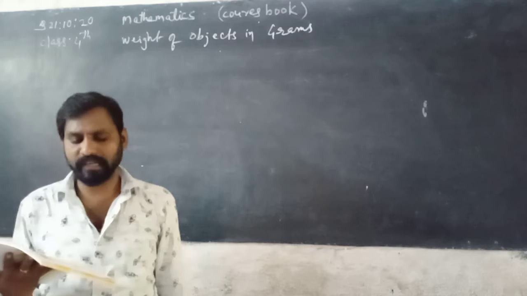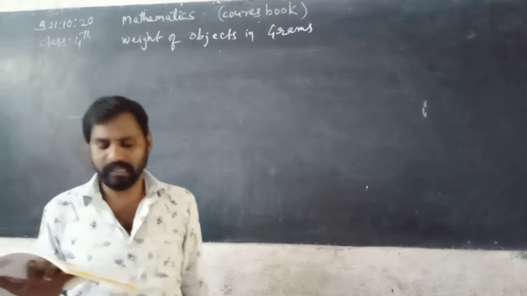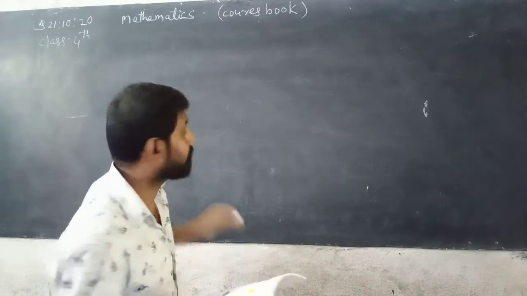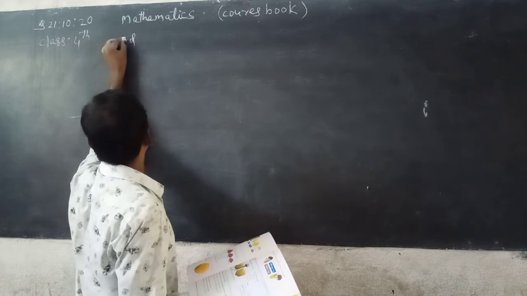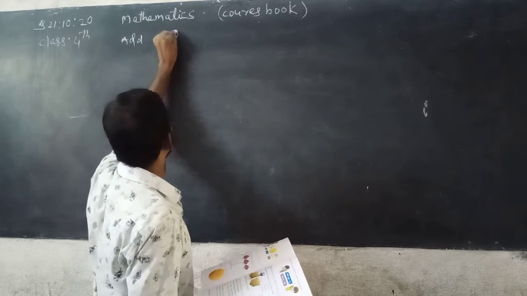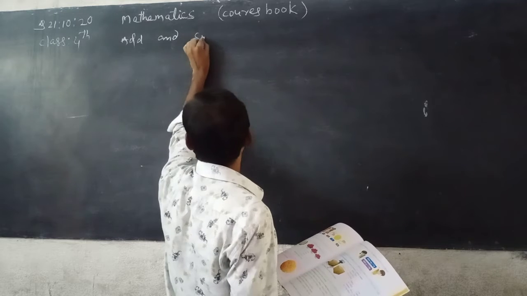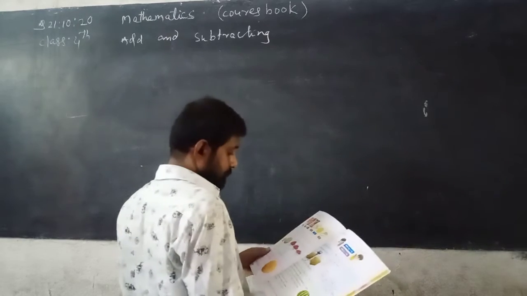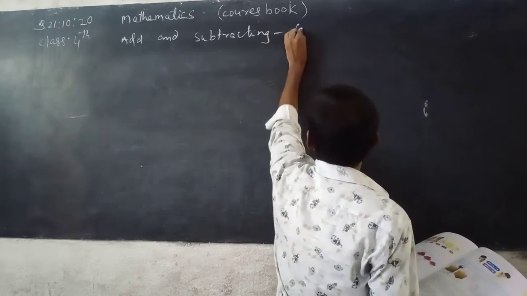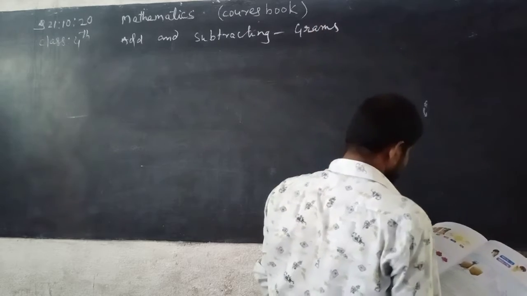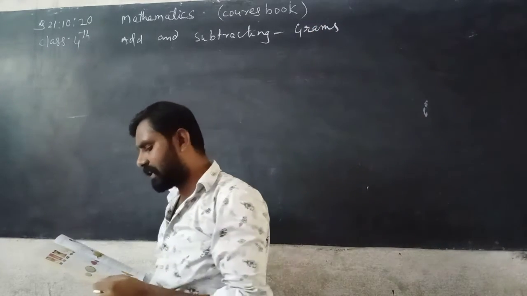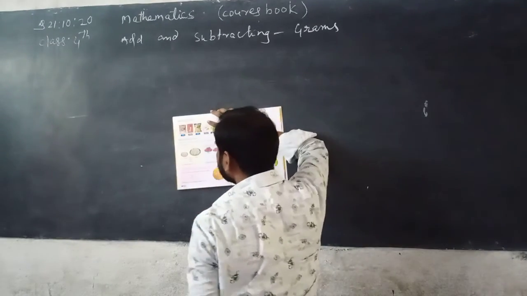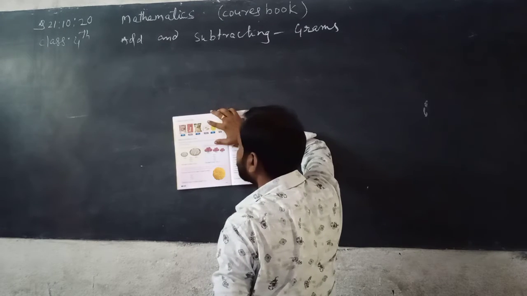To understand this with an example, let us find the weight of the jasmine. Write down, everybody. Adding and subtracting grams. See here, let us find the weight of jasmine. Here 200 grams of jasmine, and here 500 grams of jasmine.